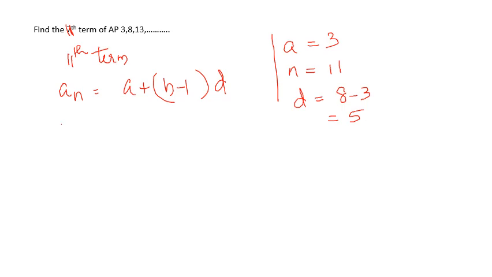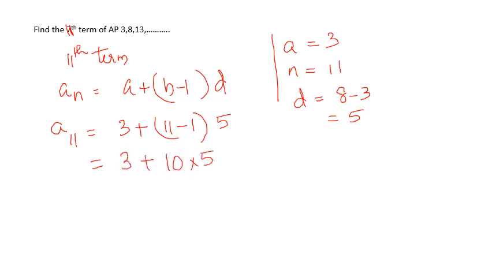So how will you find? A11 will be equal to 3 plus 11 minus 1 into 5. That is equal to 3 plus 10 into 5. 53. Isn't this easy? Finding the nth term, isn't it easy?